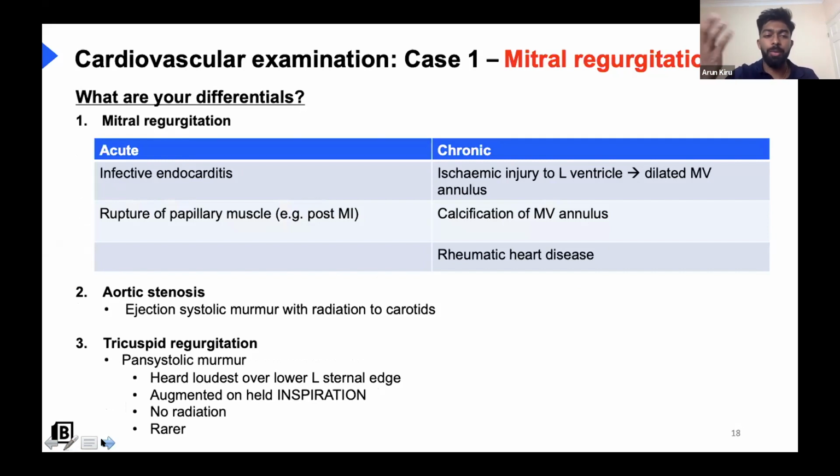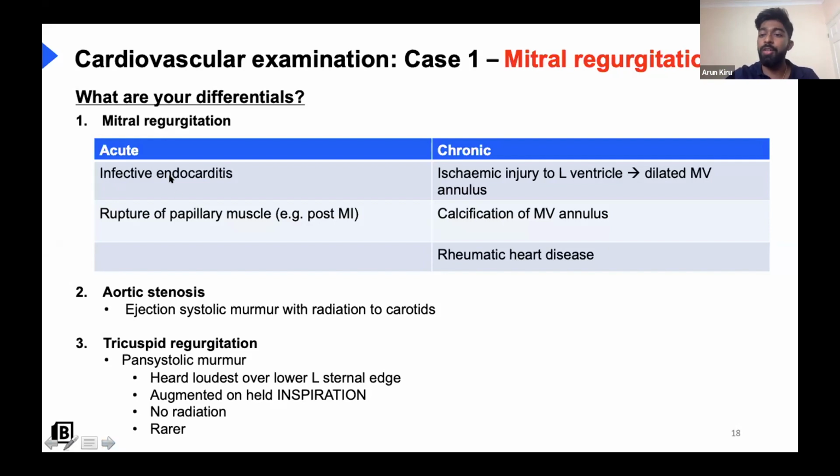So, for example, what are the differentials here? My top differential would be mitral regurgitation. And this can be classified into acute mitral regurg or chronic mitral regurg. In my opinion, this is more likely chronic mitral regurg. Acute is going to be a very sick patient, so it's probably unlikely to be in your OSCE. And then you can give a few examples of each.